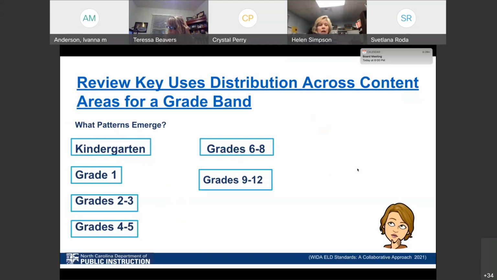So in thinking about kindergarten and grade one, really focusing on the key language use of inform, grades 2-3, all the way up through 9-12, first argue, then explain. What could you do to develop a common language for students in your school or within grade bands? What are some strategies that you can think of for you as a language teacher?